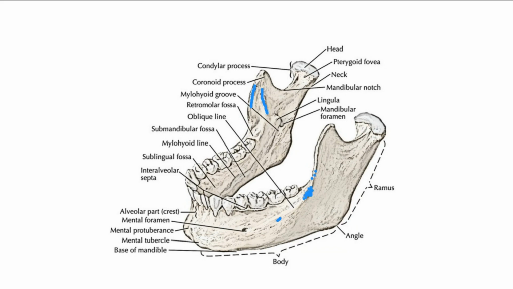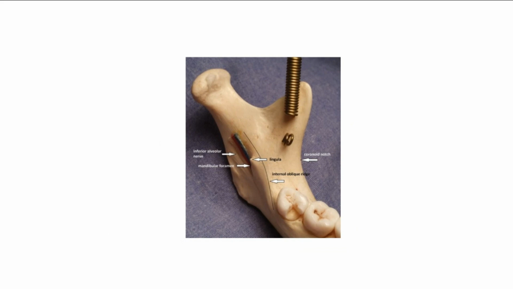You also have the lingula here. Lingula means tongue. That's covering the mandibular foramen. And this area here, it's called the retromolar fossa. It's a fossa behind the molars. This is where the name came from. The rest of the structures, I'm assuming that you guys already know.